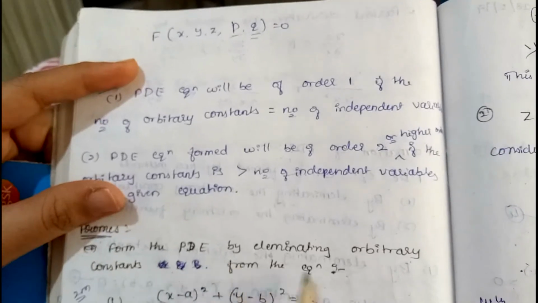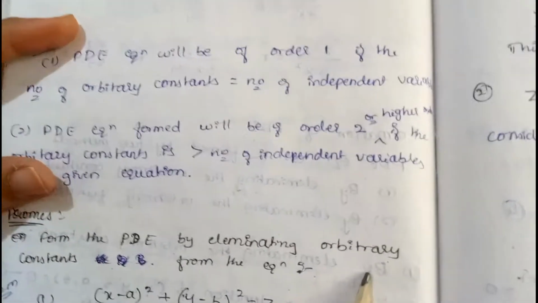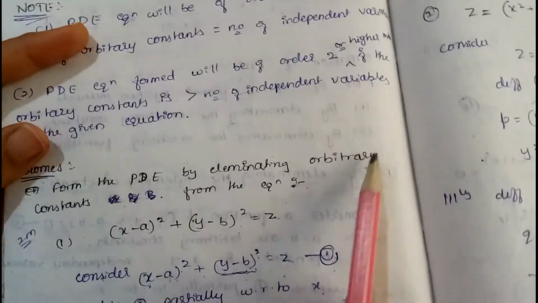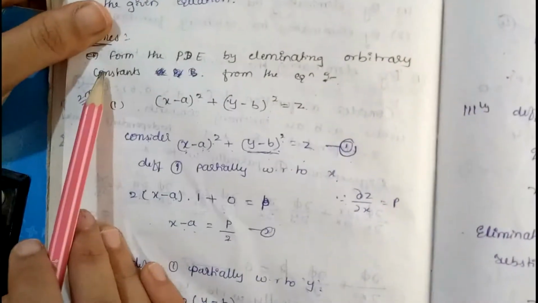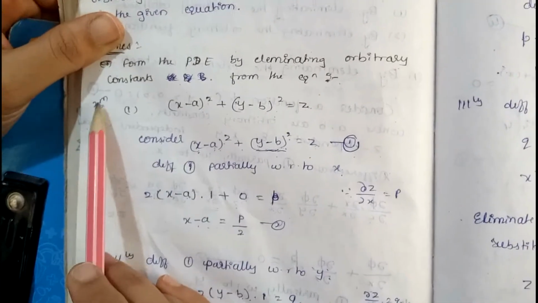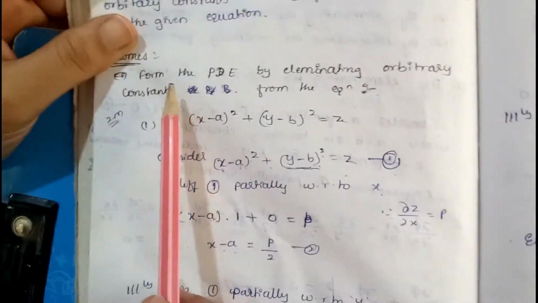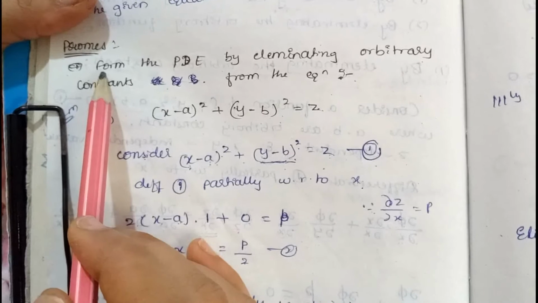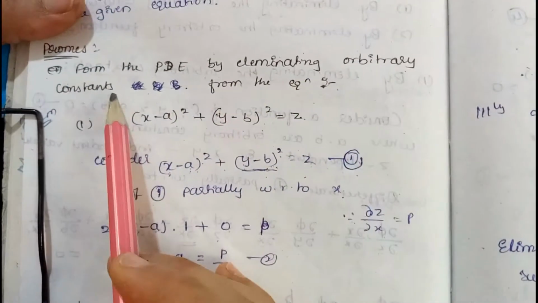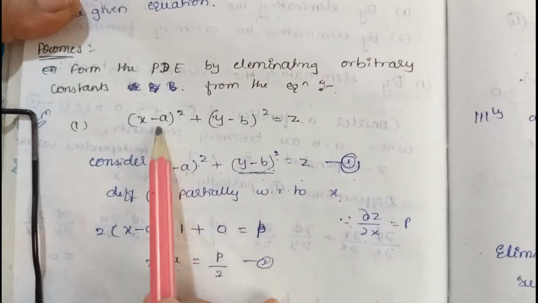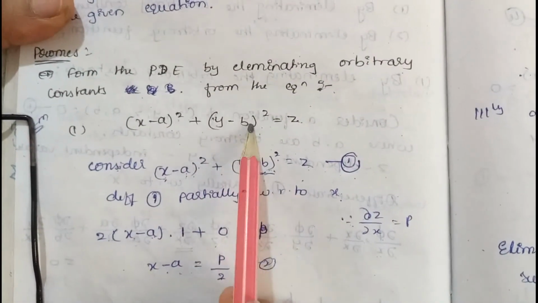Next, you have to see the examples on the formation of the partial differential equation by eliminating the arbitrary constants. That is, see the question. This type of questions is usually asked for 2 marks. What is the question? The question is, form the partial differential equation by eliminating the arbitrary constants from the equation x minus a whole square plus y minus b whole square equal to z.